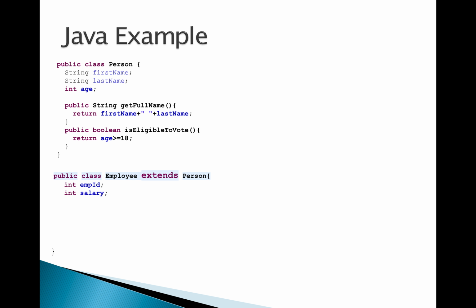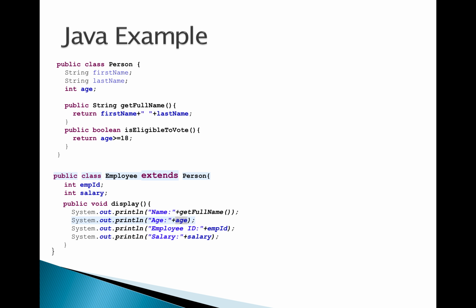Now, Employee, though it is inheriting, is also going to add its own properties. So Employee properties are employee ID and salary, which are not going to be for every person, but are going to be for every employee. There is one instance method which is going to display the employee details here.